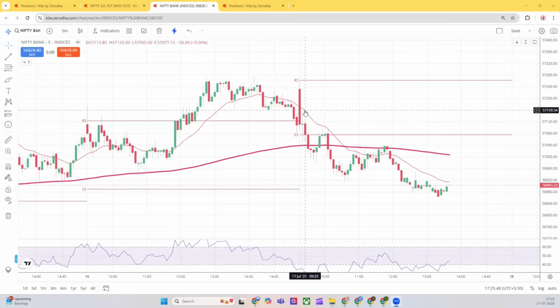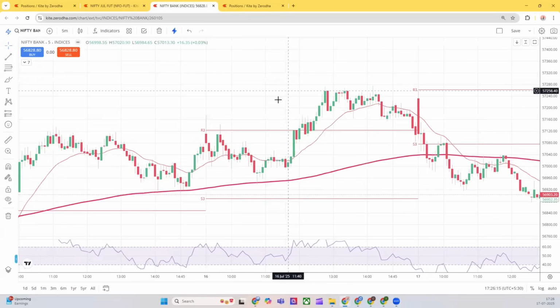So R3 to S3. And once they broke this 200 EMA and this S3, then it gave a retracement to the 20 EMA. This is another opportunity, because you're getting a rejection from the 20 EMA, S3 is broken, and the 200 EMA is also broken. So after this you may get a quick scalping opportunity on the downside. Again they are coming to the 20 MA, a scalping opportunity. So this is how the market was on this day.